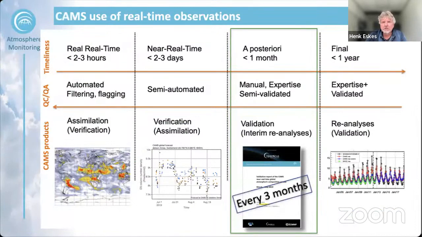Okay, the third pillar is the a posteriori evaluation, and that's basically the validation reports, which we produce every 3 months. This is much more manual. We are looking at all the validation results which we obtain, and we give an expert opinion about this. So in that sense, it goes from verification to validation.